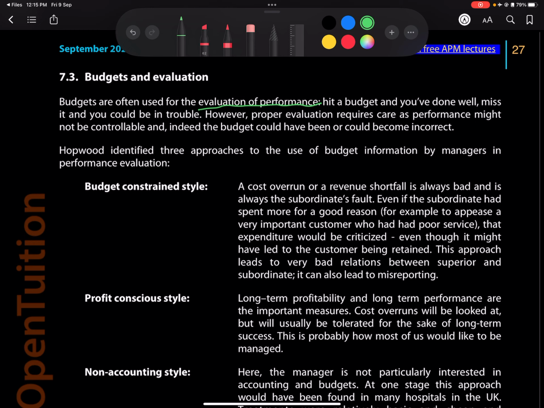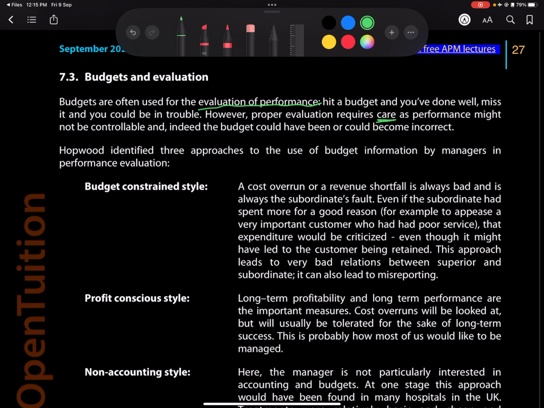However, proper evaluation requires care. Okay, it requires care, as performance might not be controllable, and indeed the budget could have been or could become incorrect. Okay, so even the budget itself could have been incorrect, right?